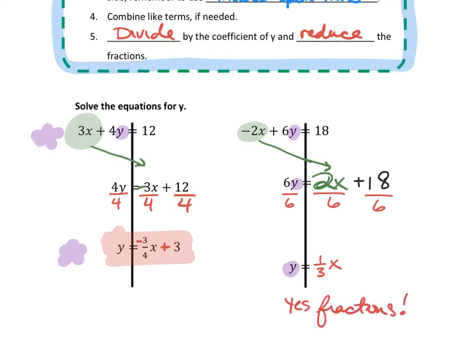If your answer comes out to a fraction, leave it as a fraction. Then we do 18 divided by 6. That would be 3. Our equation has been solved for y.